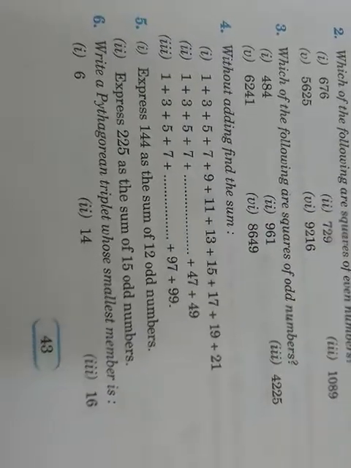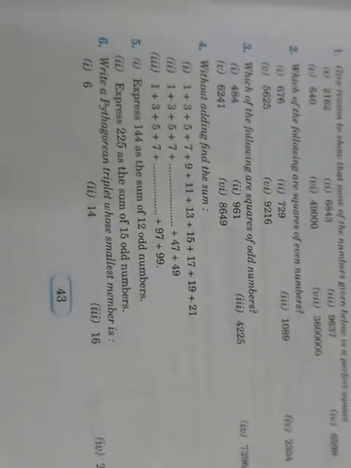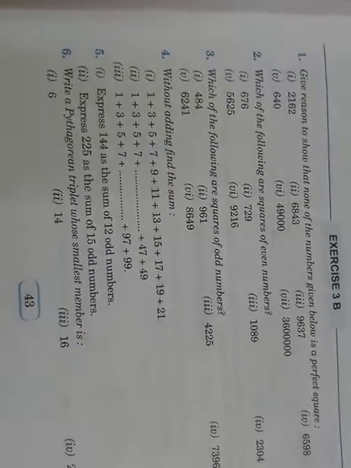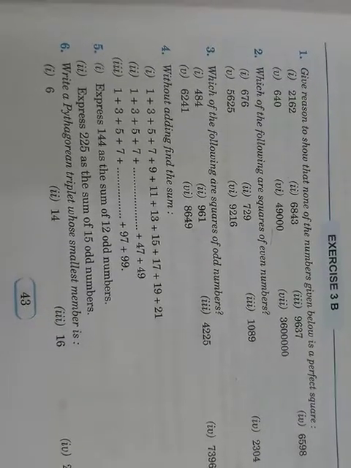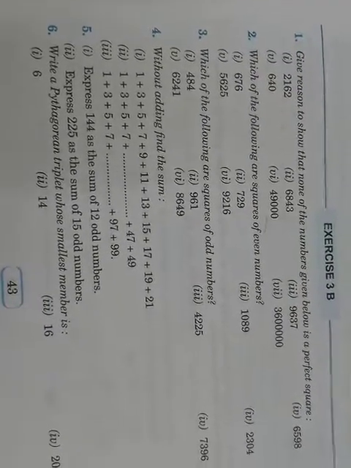I discussed question number 6 with you right now. So I end this session here, exercise 3b. Complete question number 1 to 6.